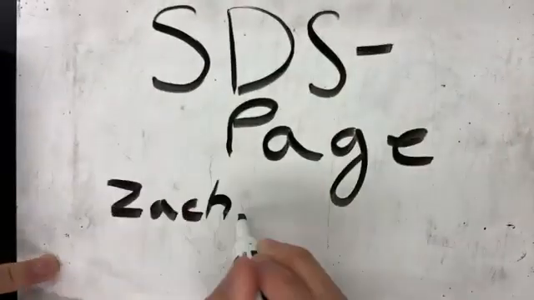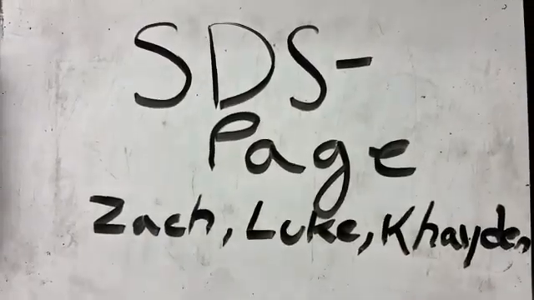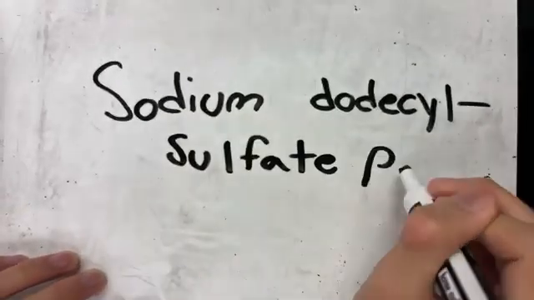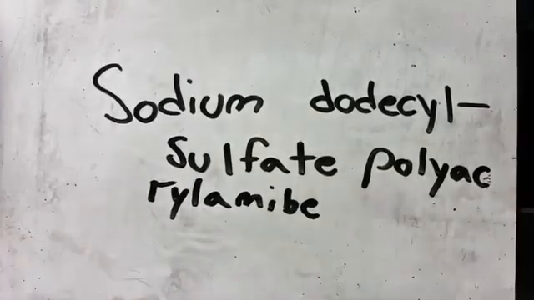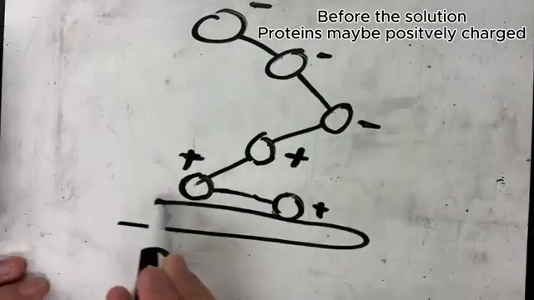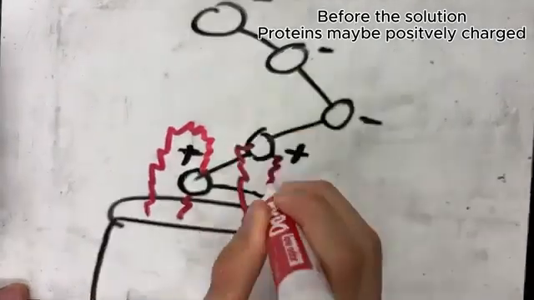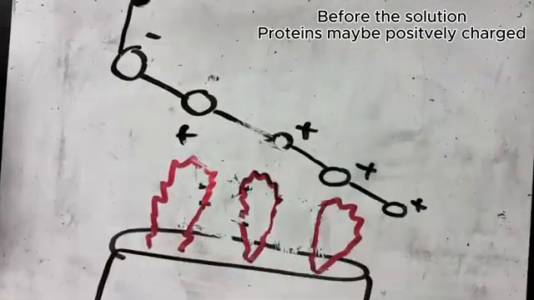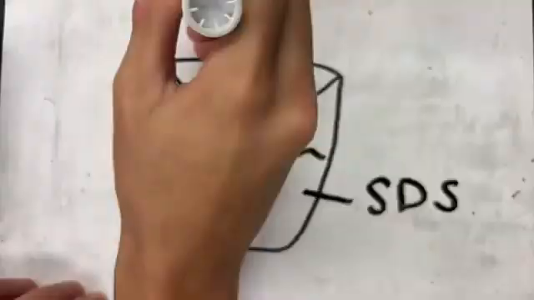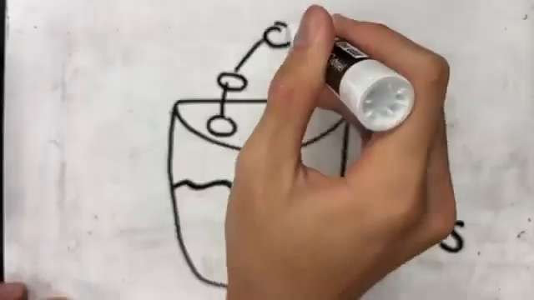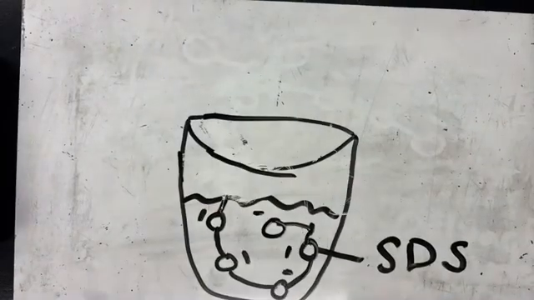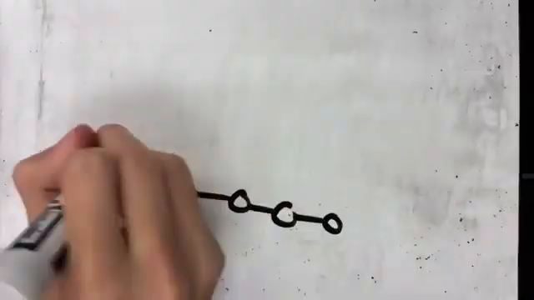SDS-PAGE presented by Zach, Luke, and Caden. SDS, otherwise known as sodium dodecyl sulfate polyacrylamide. SDS first needs to be heated to denature and stretch out the protein. To denature the proteins, the protein is lowered into the SDS to change all charges to negative.